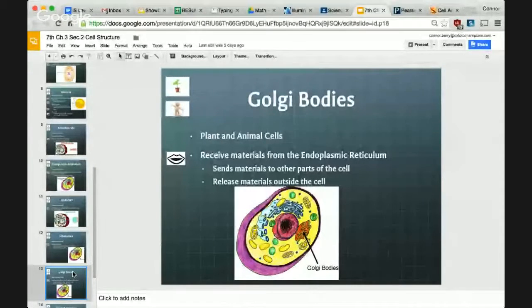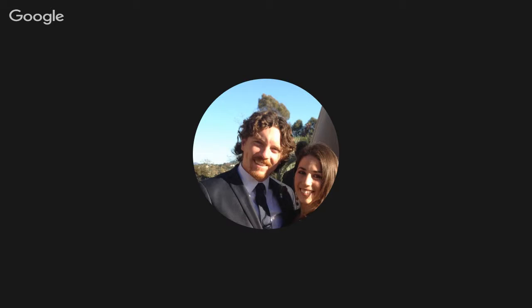The Golgi bodies. The Golgi bodies receive materials from the endoplasmic reticulum, and they send them to other parts of the cell or release them outside of the cell. Perfect. This is what I sort of needed, right? So let's go back to our drawing, and hopefully I'll be able to show you. Hopefully. Come on. No luck. Okay. Here, let's try one more time.